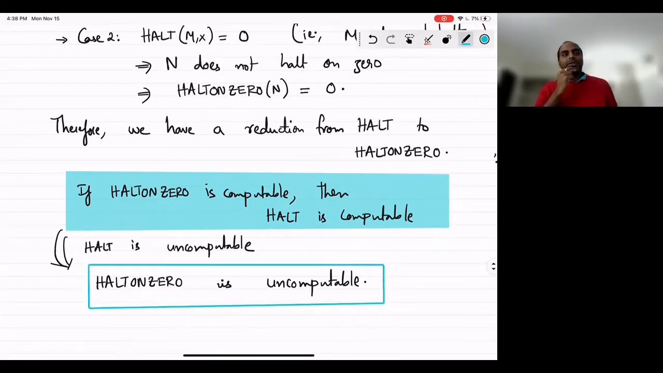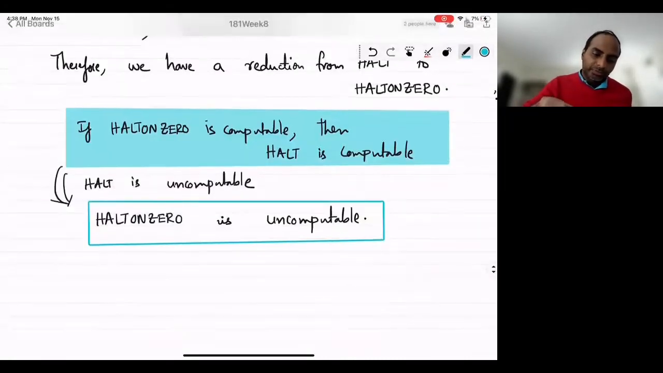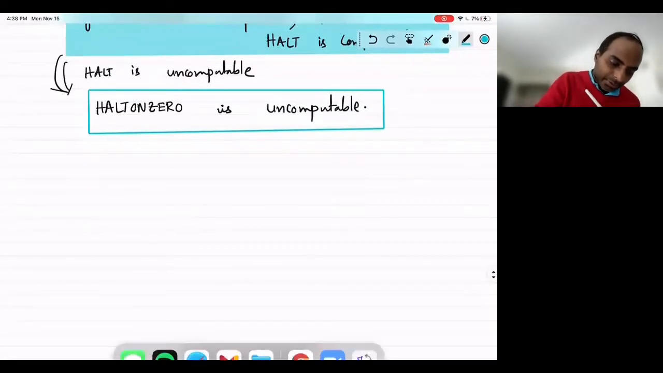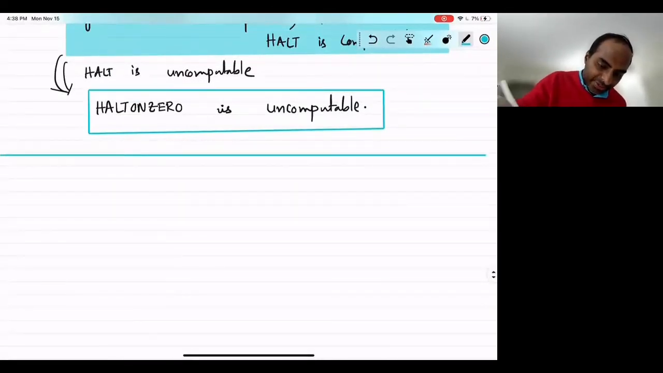All right. So that's a way to show that new problems are uncomputable from old problems. Okay. So let me do one more example.